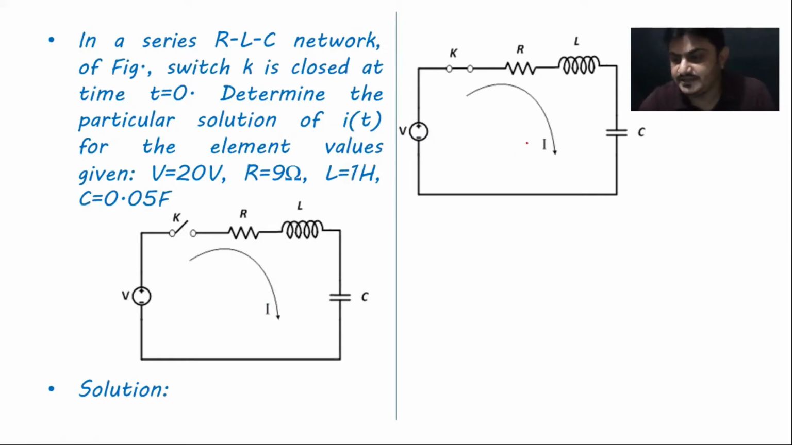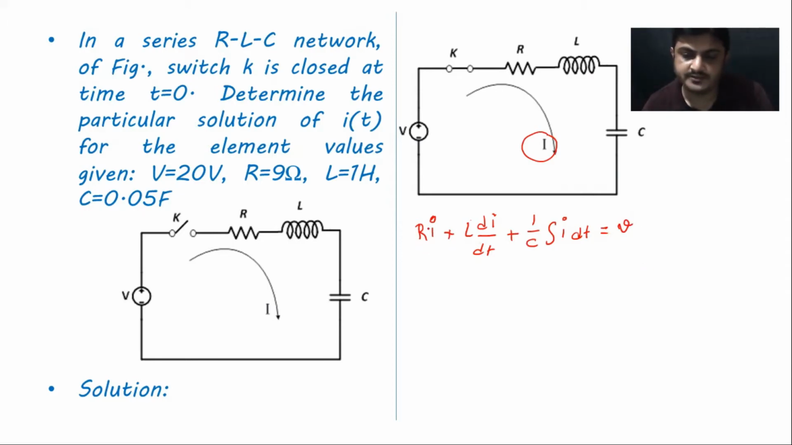So let us say this is the current that is flowing in this particular circuit, and we are going to apply KVL for this particular loop. What we can obtain is R into I, the voltage drop across the resistive element, plus the inductive drop, L di by dt, plus the voltage drop across the capacitor, 1 by C integration I dt, minus V. If you take it to the right hand side, that is equal to my supply voltage V.